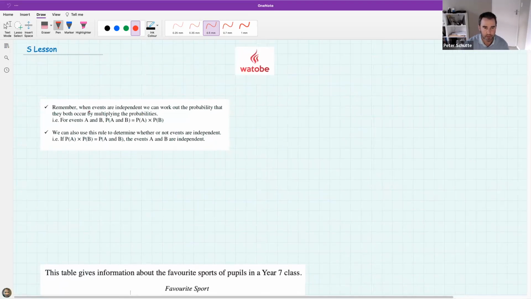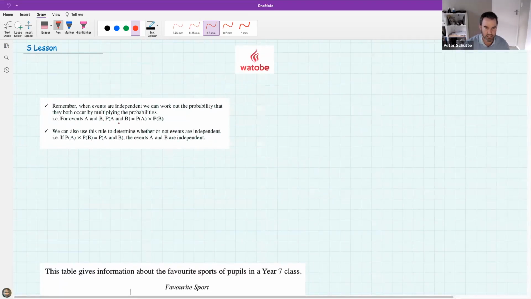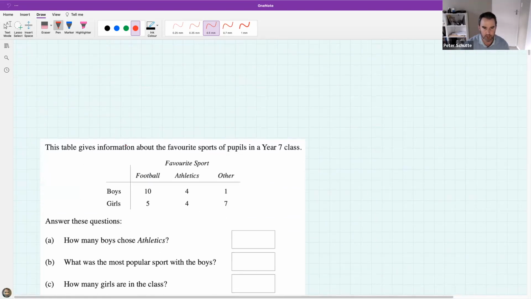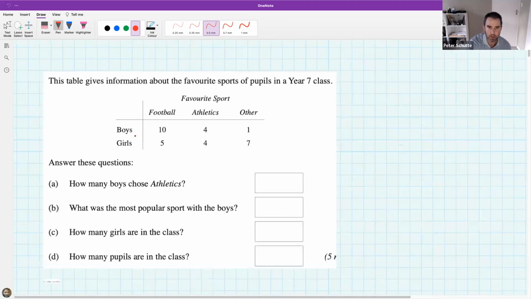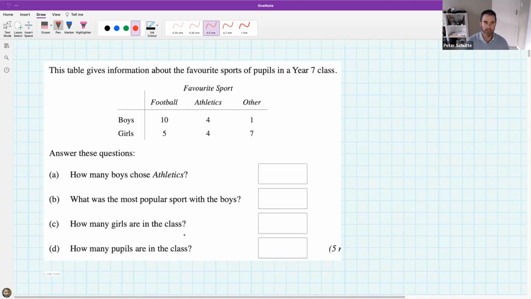So we'll come back to this identity equation a little bit later, but let's just start with reading a two-way table. So here is a two-way table. And what a two-way table has is it has information and it's split up. So this is a year 7 class. And on the horizontal, we have two mutually exclusive events, the event of being a boy and the event of being a girl, right? They're mutually exclusive. If you're a boy, you can't also be a girl, etc.